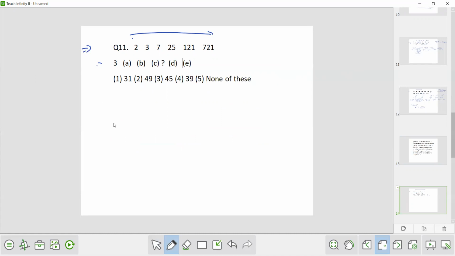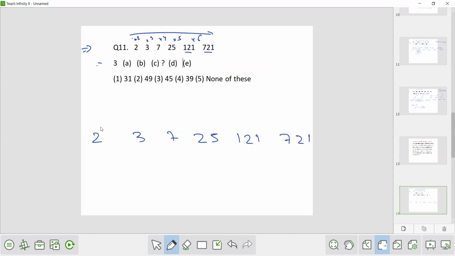This is a new type of question on number series. Nowadays you will find such types of questions in mains examination. Okay, so the concept will remain the same. Here you will analyze the slope. The slope here seems to be 121 and 721. This is near to 6 times. Then 25 and 121, so it will be near to 5 times. Then 7 and 25, it is near to 4 times. So it will be near to 3 times, and it will be near to 2 times. So 2, 3, 7, 25, 121 and 721.